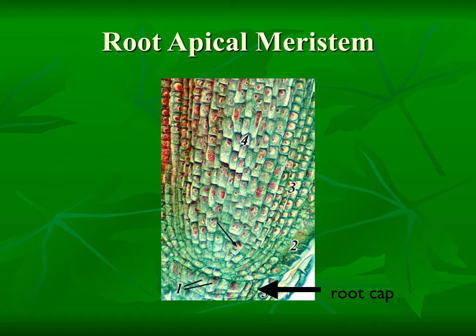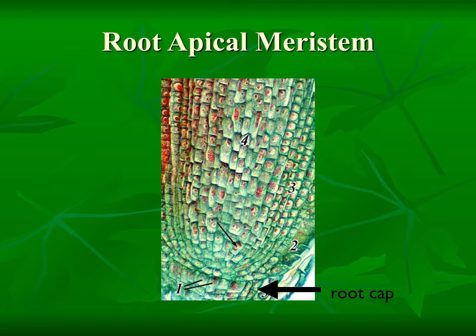So here you can see a shoot apical meristem. Notice how the cells are unspecialized towards the top and they're actively dividing. In the root apical meristem, you've got a root cap, and behind the root cap, you've got actively dividing cells.